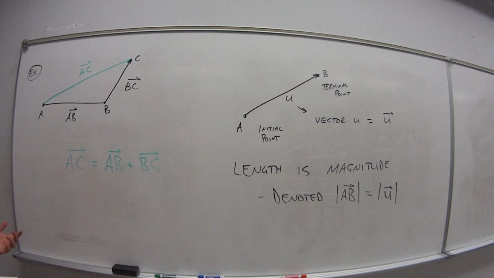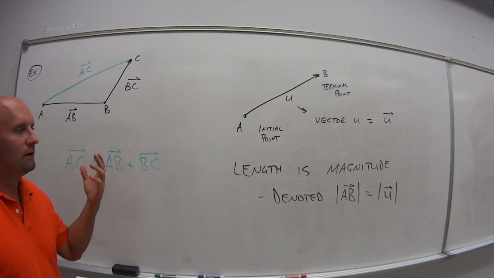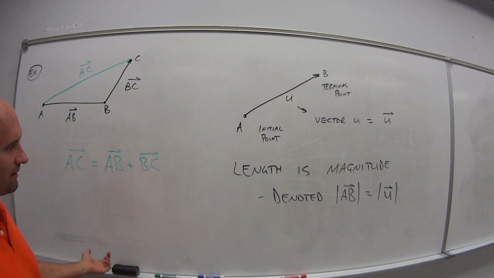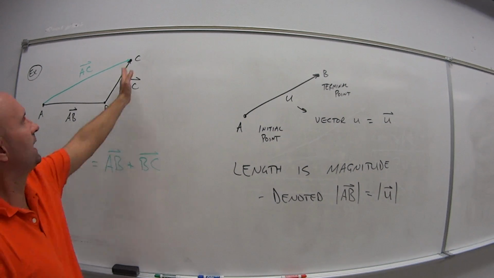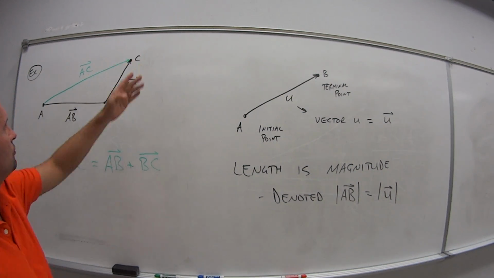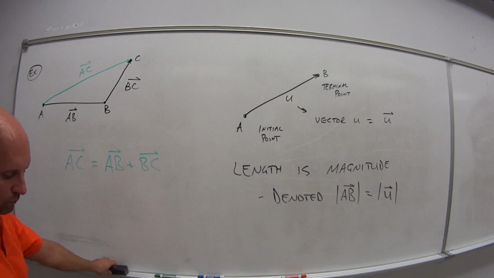Again, because vectors represent an assigned length with an assigned direction. I go from A to B, I get pushed over, then I get pushed upward. It's the same as if I was just pushed from A to C to begin with.